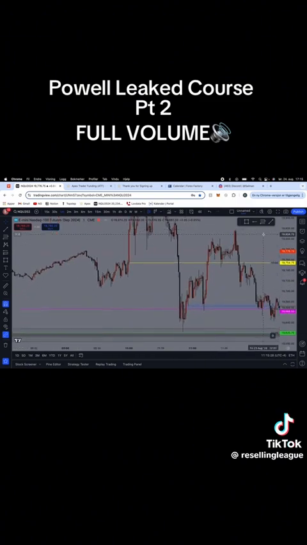This is one of the first things that I do when I log onto the chart. I mark these levels, especially the 1800 and the midnight open. Obviously the 10 a.m. comes later. I log onto the charts like 9 a.m., so I have to wait for this one, but anyways.